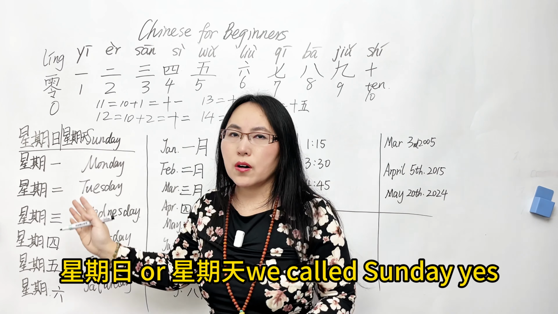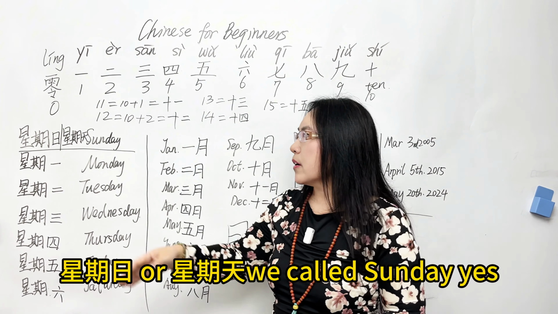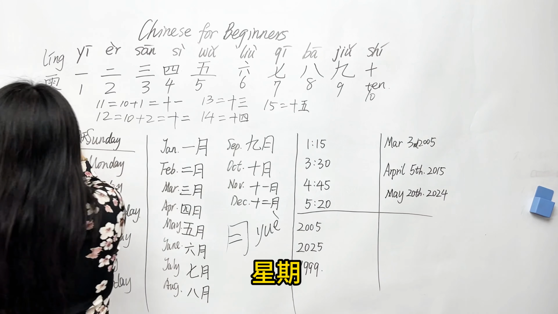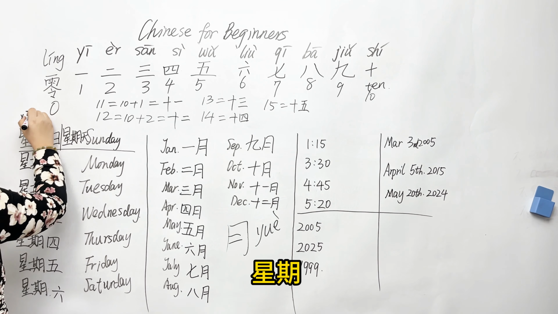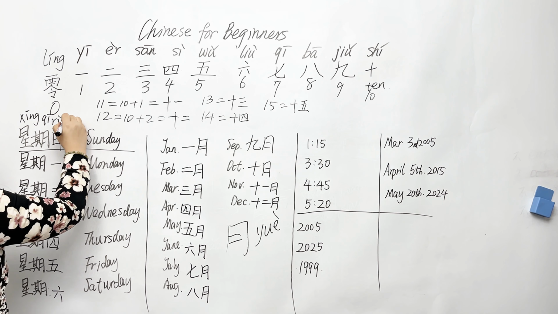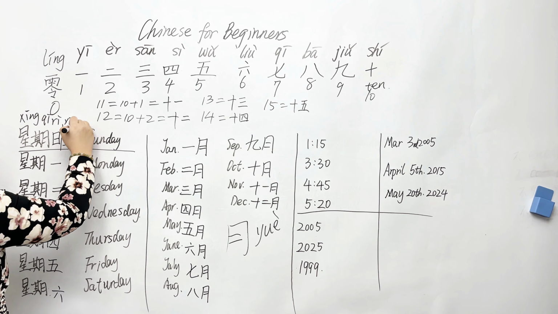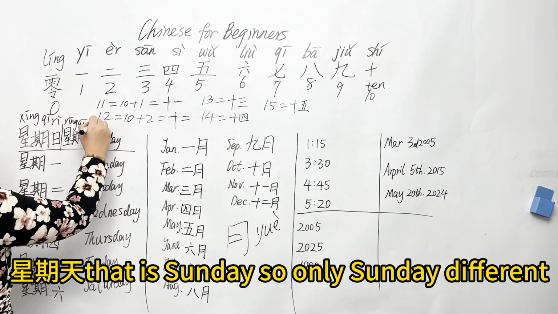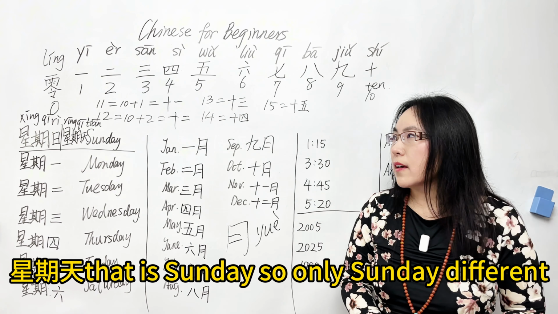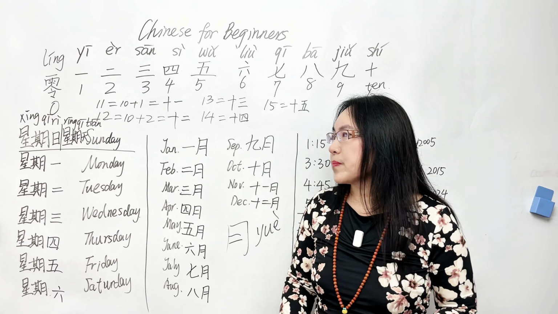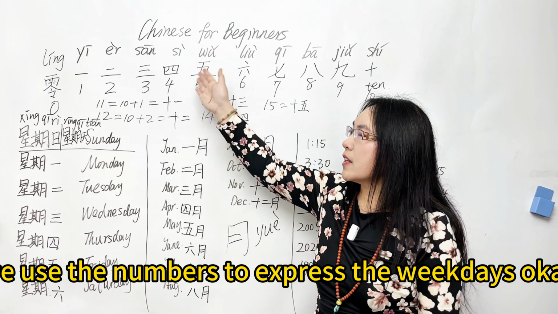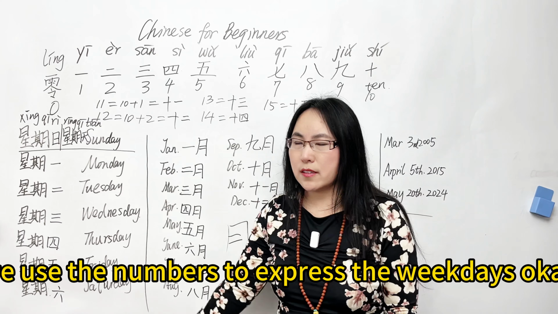星期日 or 星期天, we call it Sunday. Yes, 星期日, 星期天. That is Sunday. So only Sunday is different. For the others, from Monday to Saturday, we use the numbers to express the weekdays.